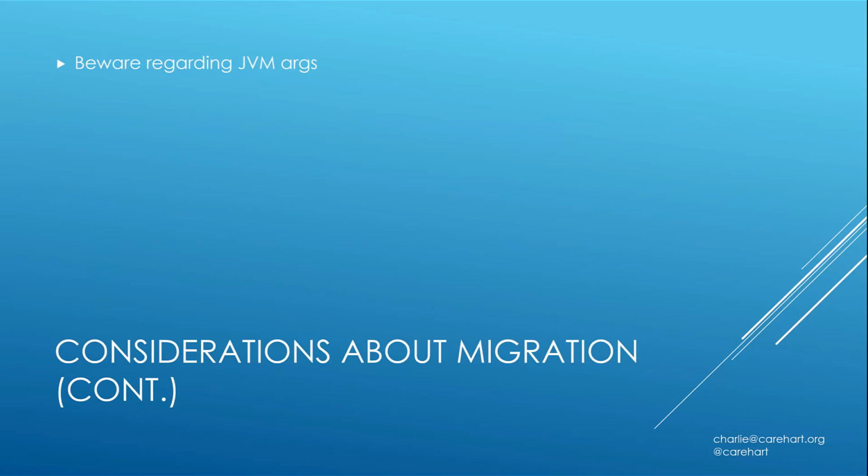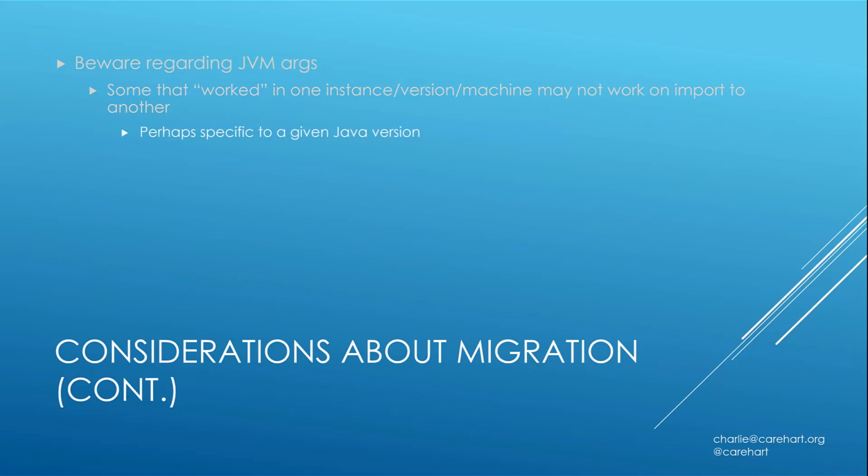Then with regard to JVM args, be aware, some arguments that might have worked in one instance or one version of CF or on one machine might not work when they're imported to another. And one of the things you can do in the CAR mechanism and the auto migration is bring in JVM arguments. So just be aware, you might find that something that, quote, worked on one doesn't work on the new one. It might be specific to a given Java version, and you were on Java 8 before and now you're on Java 11. Something may not work anymore. So just be aware of that.